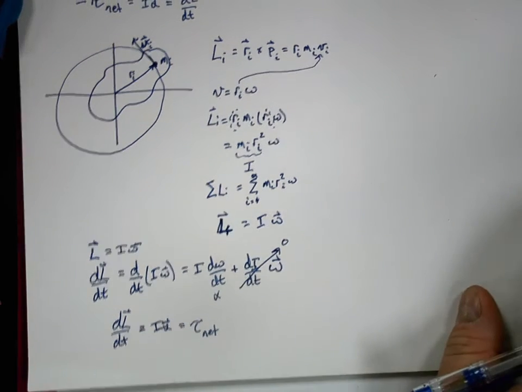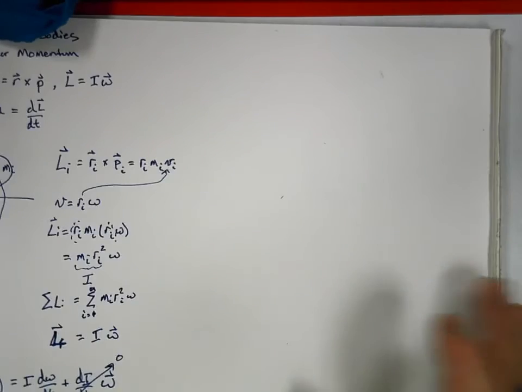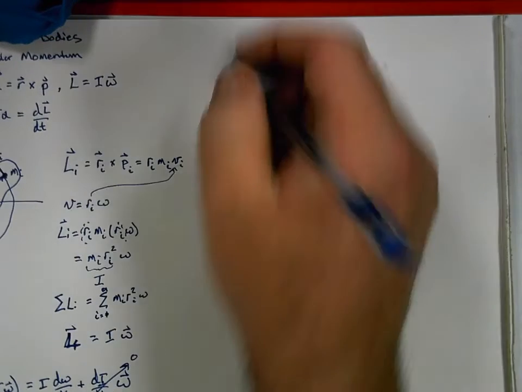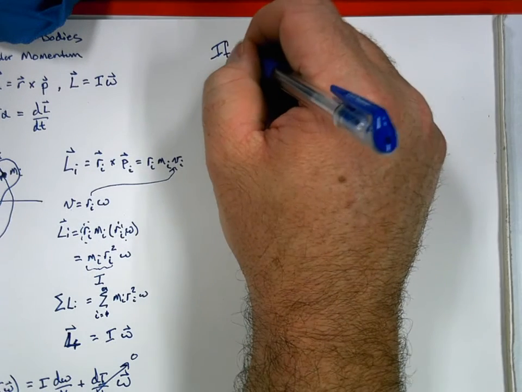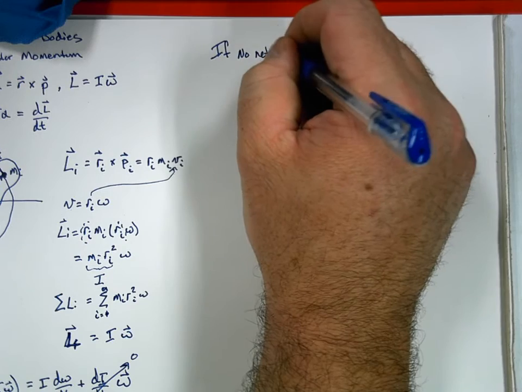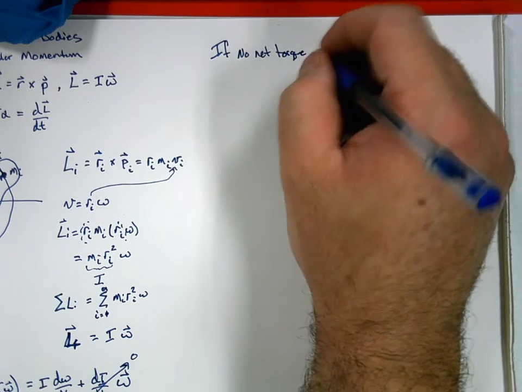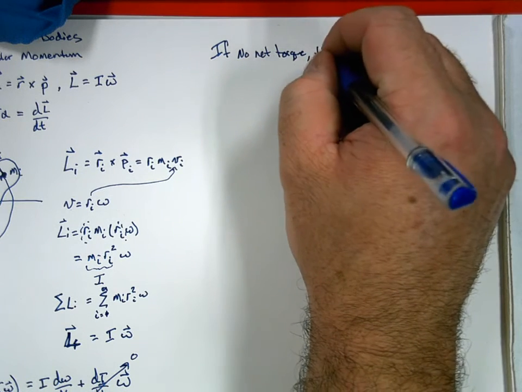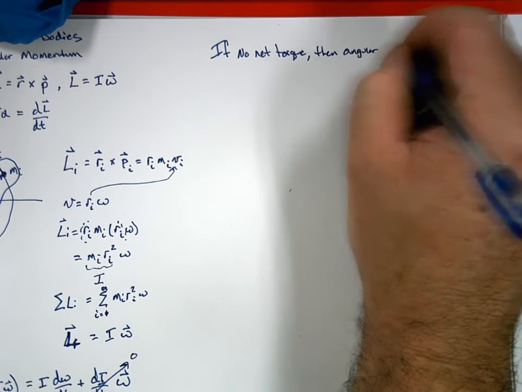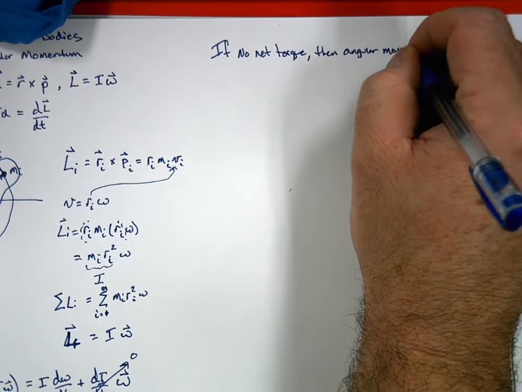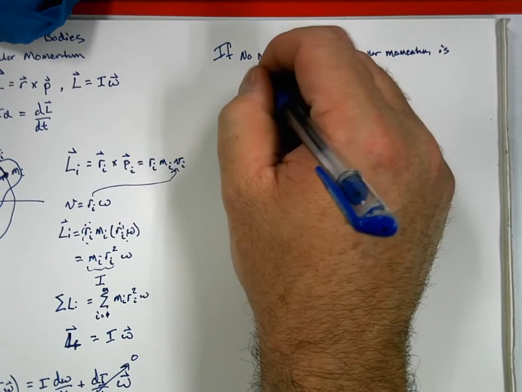Now, if there is no net torque, and I'm actually going to write this one out because I want to make sure that you've got this, guys: if there's no net torque, then the angular momentum is conserved.